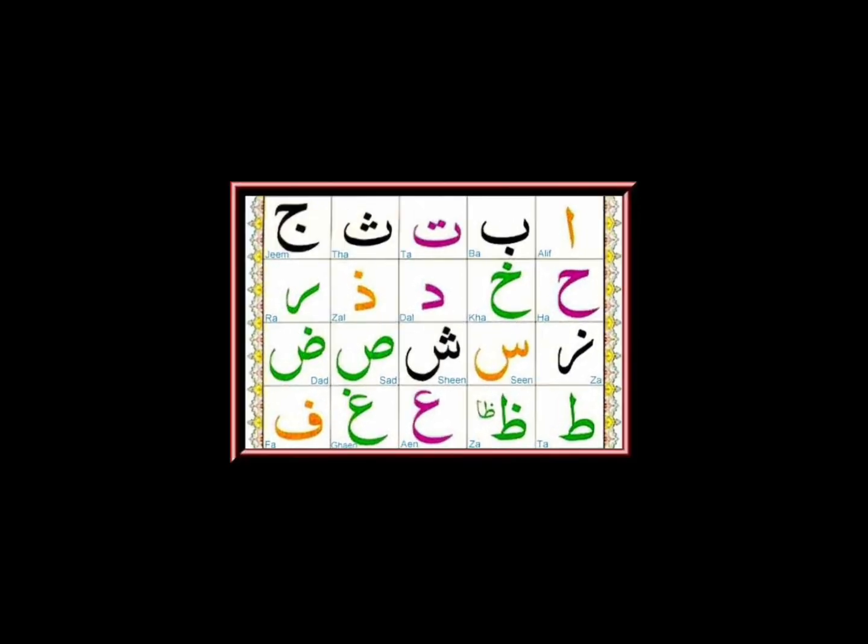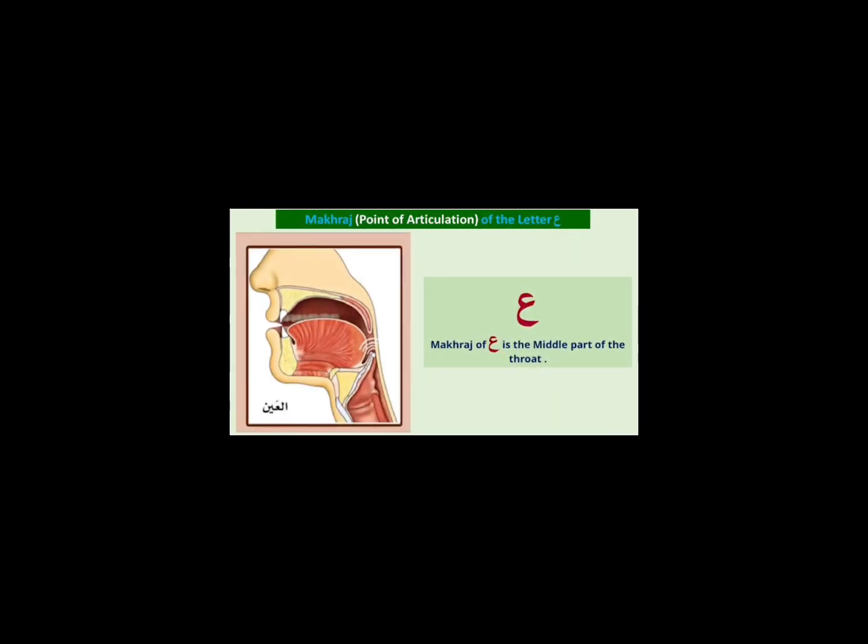Please read after me. Let me explain you origin of Ain. Ain pronounced from middle part of throat. One more time. Ain pronounced from middle part of throat. As we know, here is 3 parts of throat, and Ain pronounced from middle part of throat. Please read after me.